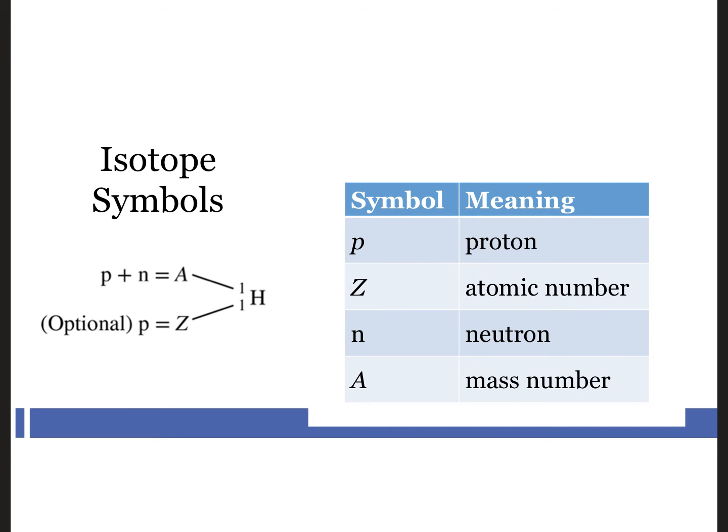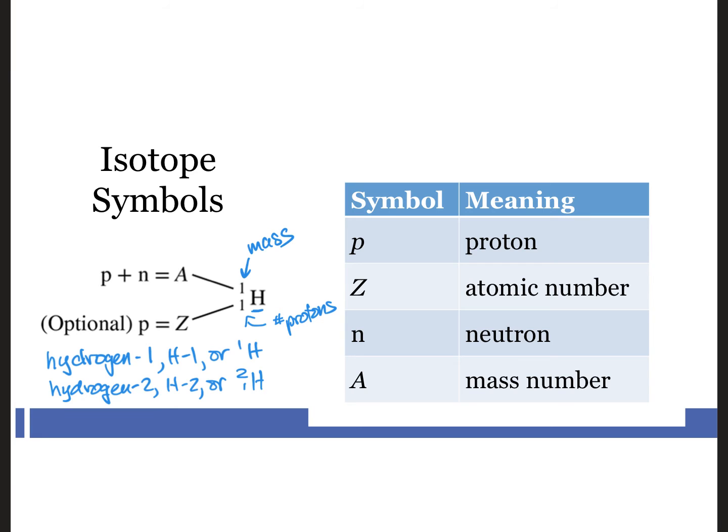Symbols and names for isotopes include the element name or symbol and the mass number. The mass number goes on the upper left quadrant of the element symbol, while the optional atomic number, which is implied by the element symbol, is noted in the lower left quadrant. The isotope of hydrogen with 1 proton and no neutrons is hydrogen 1, or 1H. The isotope of hydrogen with 1 proton and 1 neutron is hydrogen 2, or 2H.